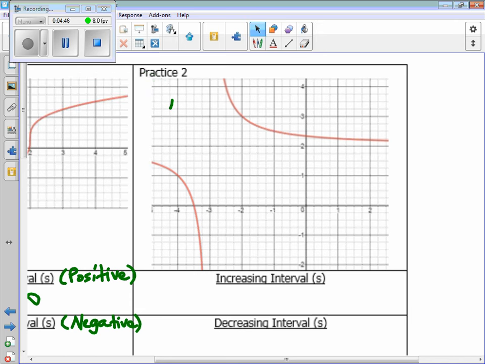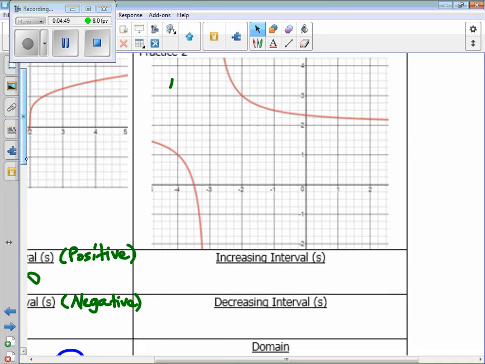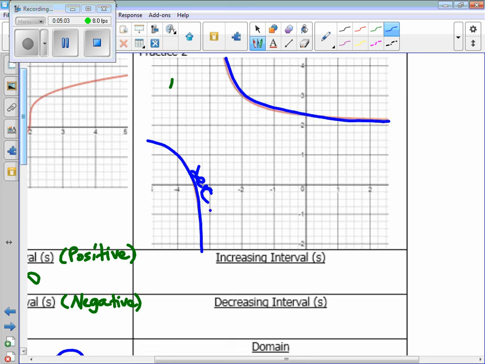First, let's talk about increasing and decreasing. Increasing is a positive slope. If I'm following this graph, that looks to be a negative slope. That's decreasing. And if I follow this graph left to right, it is also decreasing. I don't have any portions of the graph that are increasing, so we say none.